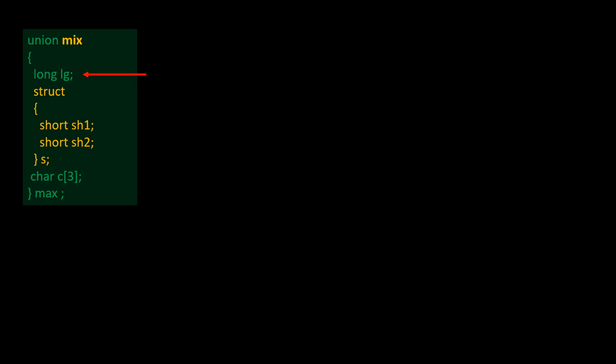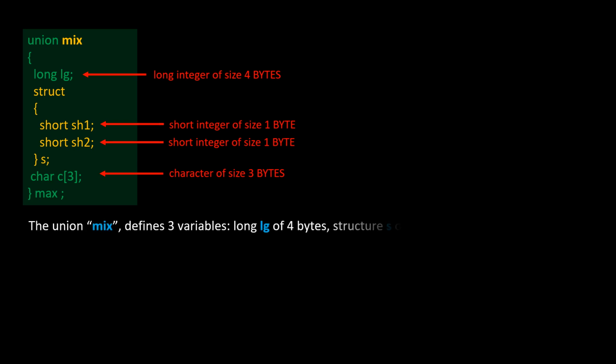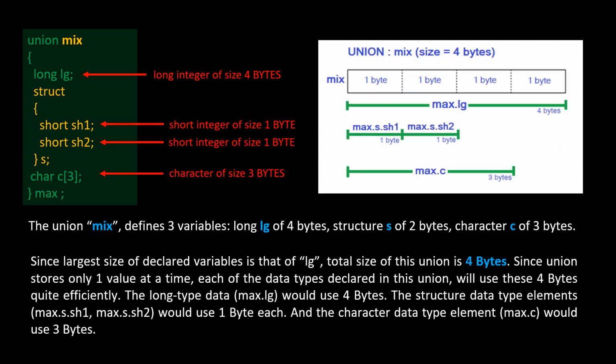We defined a union named mix. We declare a long integer of size 4 bytes, a short integer of size 1 byte, another short integer of size 1 byte, and a character array of size 3 bytes. The union mix defines 3 variables: long LG of 4 bytes, structure S of 2 bytes, and character C of 3 bytes. Since the largest size of declared variables is that of LG, the total size of this union is 4 bytes, as represented in the given diagram.